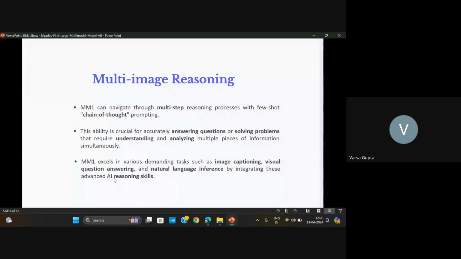So yes, the second appealing property is multi-image reasoning. What is multi-image reasoning basically? This multi-image reasoning is like we provide the model with multiple images and text, and the model is able to grasp the information and give the answer accordingly. So MM1 can navigate multi-step reasoning processes with few-shot chain of thought prompting.